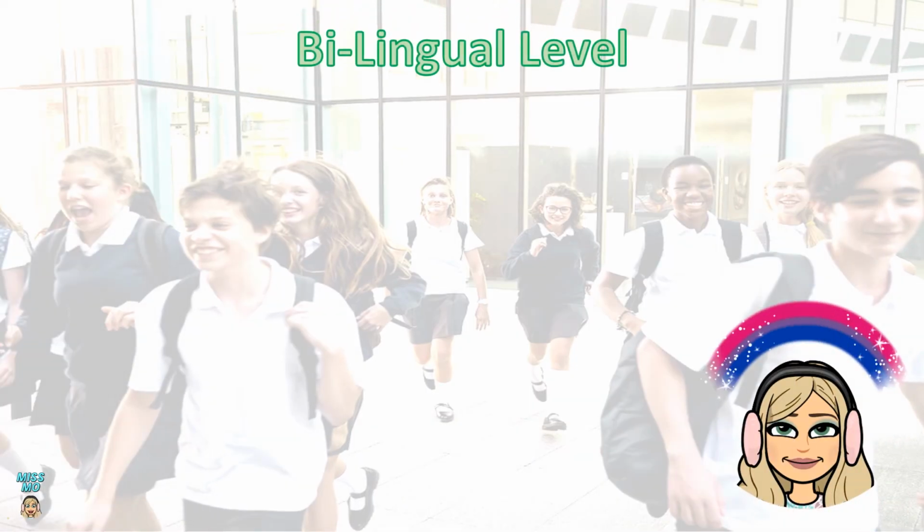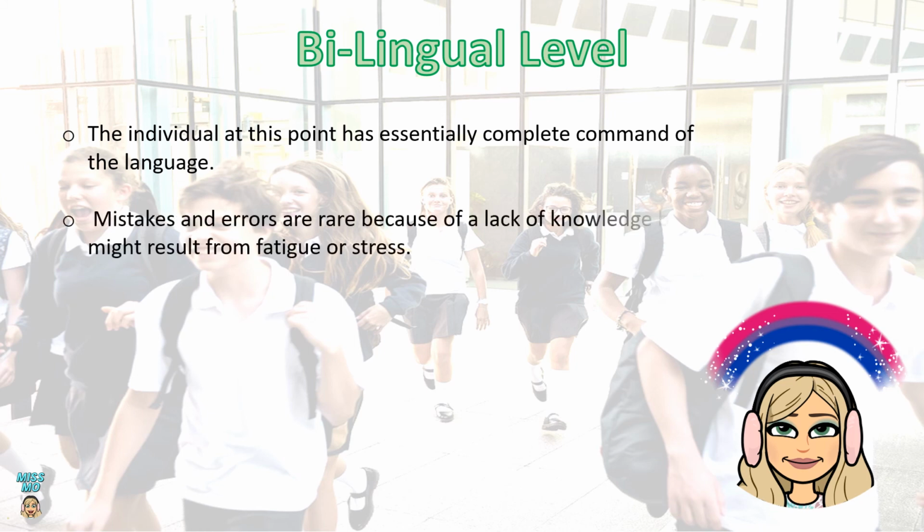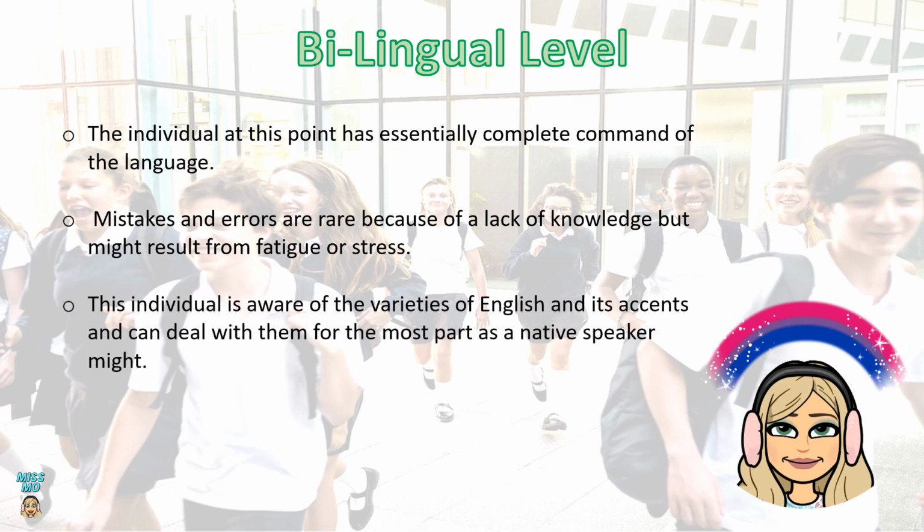The bilingual level student. The individual at this point has essentially complete command of the language. Mistakes and errors are rare because of a lack of knowledge, but might result from fatigue or stress. This individual is aware of the varieties of English and its accents and can deal with them for the most part as a native speaker might.